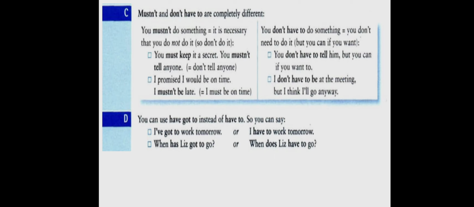If we want to use future, we say, I will have to visit, I will have to go. But we don't say, I will have got to go. After will, we don't use have got to. After will, we can use have to only.